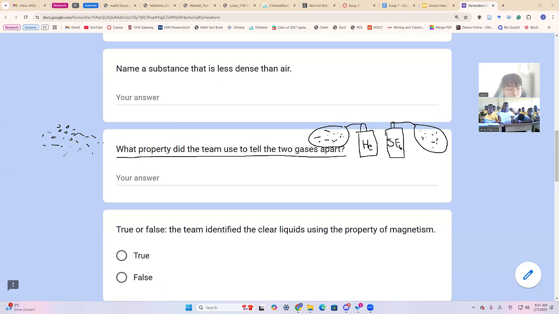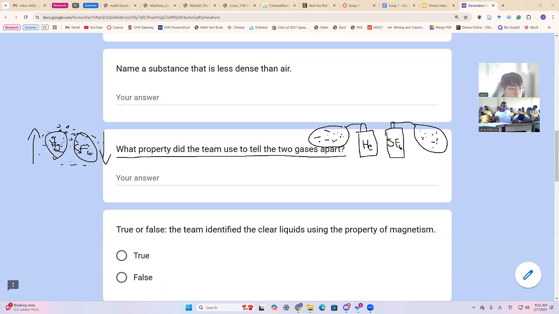But if we have a helium balloon and a sulfur hexafluoride balloon, sulfur hexafluoride is more dense than air. So what will happen if it's more dense? It will sink. Helium, on the other hand, is less dense than air. So what will happen to the balloon that is less dense? It will float. We discussed how more dense will sink, less dense will float.